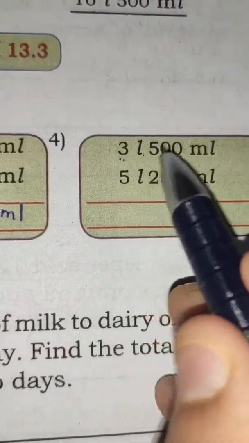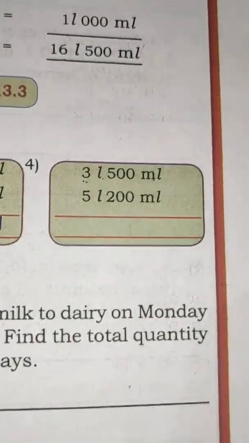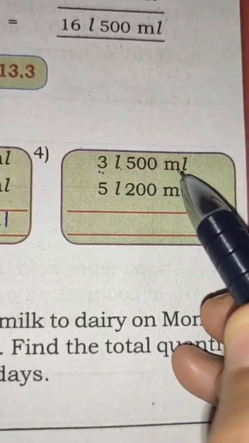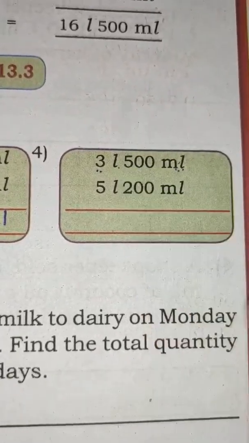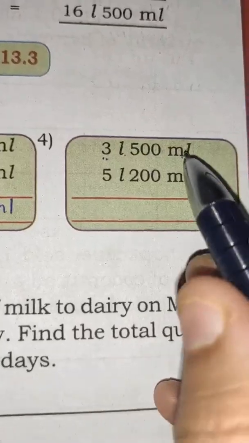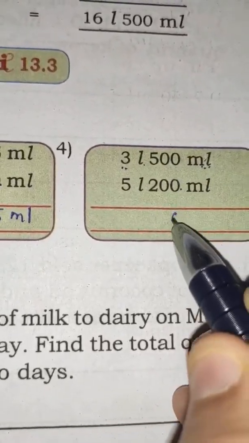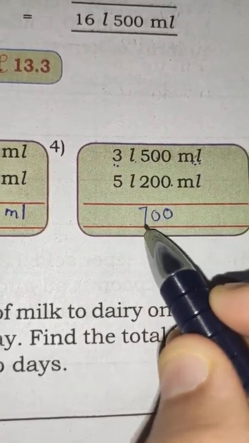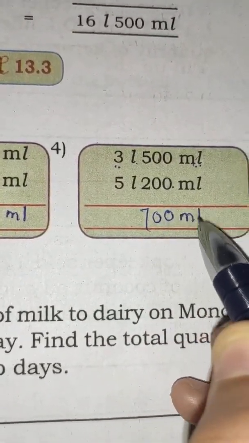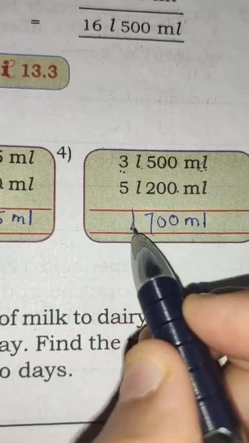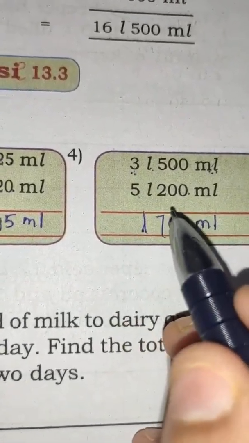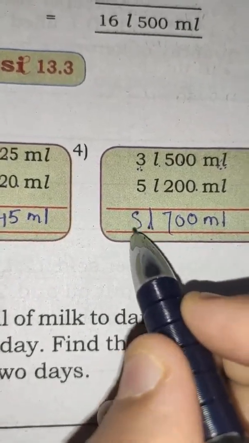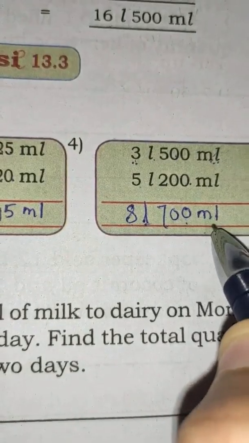Next, come to the fourth one. Here we have liter as well as milliliter, isn't it? You always have to start adding from the milliliter. First add the milliliter, then go for the liter. 0 plus 0 is 0. 0 plus 0 is 0. 5 plus 2 is 7. So we'll write ml as it is. Next come to the liter. We'll write L. 3 plus 5 is how much? 3 plus 5 is 8. Very good. So 8 liter 700 ml.